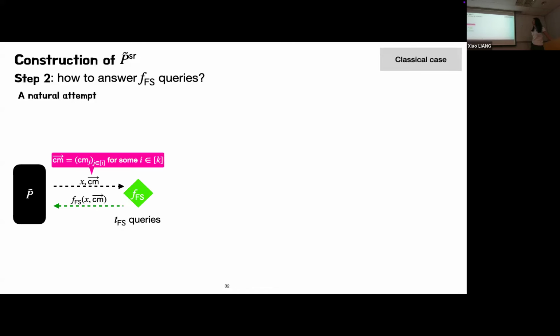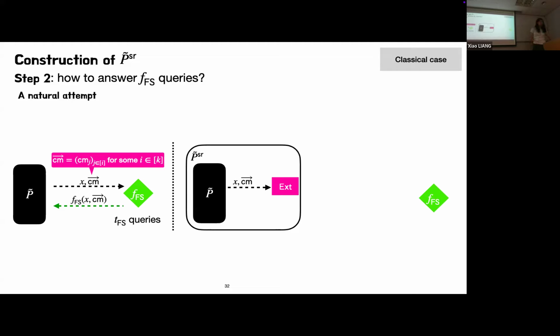And how to answer FS queries. So for the FS queries, the BCS prover is querying using some instance X and a tuple of commitments each time. But recall that in the SR game, we are actually defining the queries to the FS oracle. We're actually querying the FS oracle with the extracted string. So the state restoration prover will need to first apply extract, and then use the extracted string to query FS.